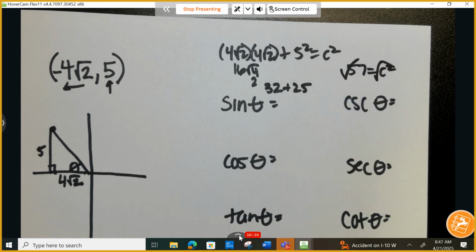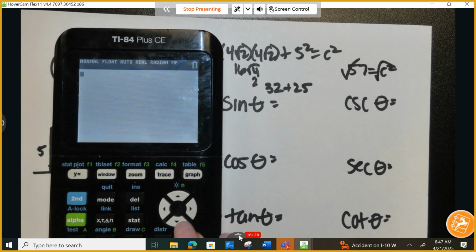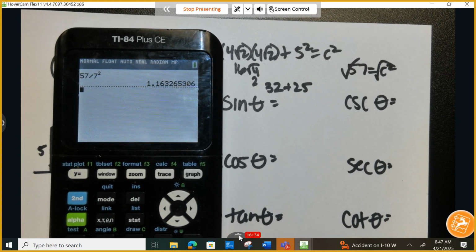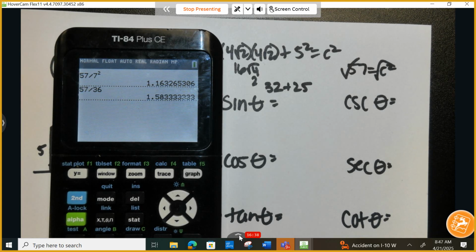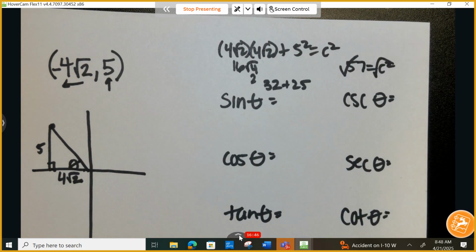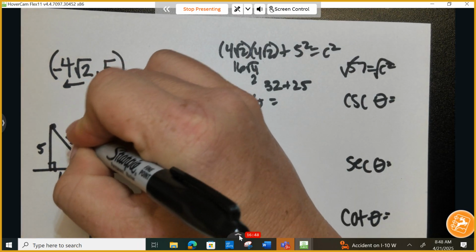All right, now I'm going to grab my calculator very quickly and see if I can reduce that. So I'm putting in just 57, and I'm going to divide it by 7 squared, and then divide it by 6 squared. I'm going to go all the way down here as quick as possible, and I notice that nothing is breaking it down, which means it cannot be broken down any further. This is going to be the square root of 57.